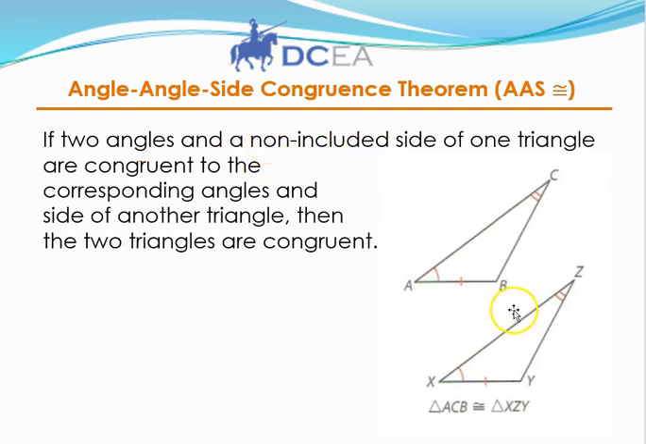So let's look at these triangles. We have angle A and angle C, which are congruent to angle X and angle Y. And we have side length AB, which is congruent to XY. But the side is not in between the 2 angles. It's not AC or XZ. So in your notes, be sure you make some kind of notation about whether sides are included or not included.